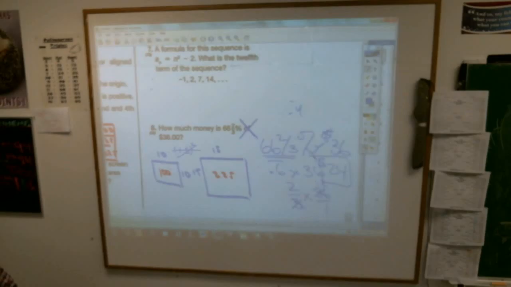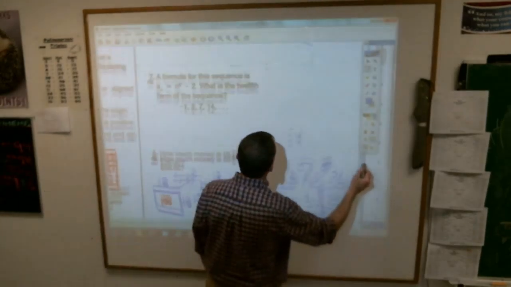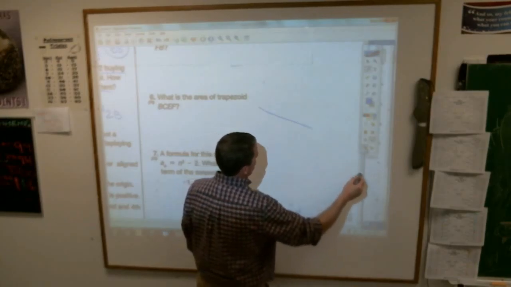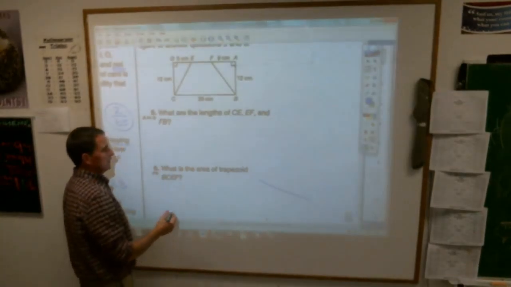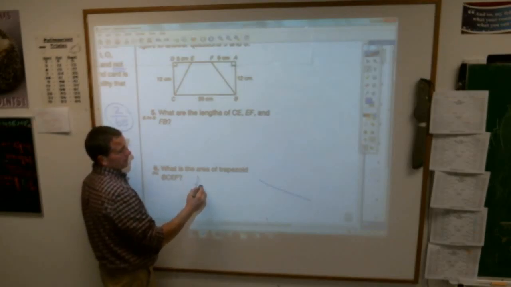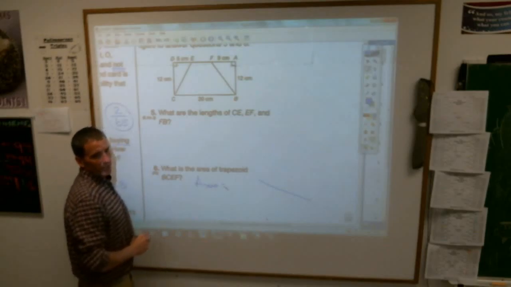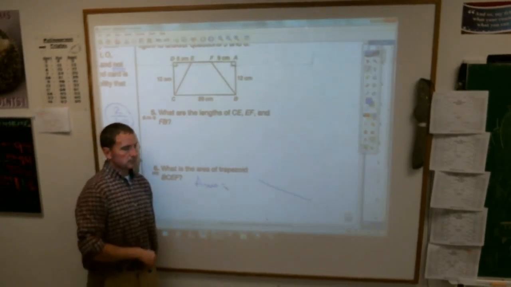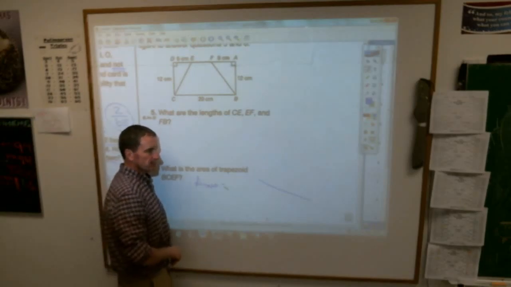Kabran, can you do number 6? What is the area of trapezoid F? Kabran, did you write down the formula for the area of a trapezoid? Is that a yes or no? Kabran, yes or no? Somebody, area of a trapezoid?